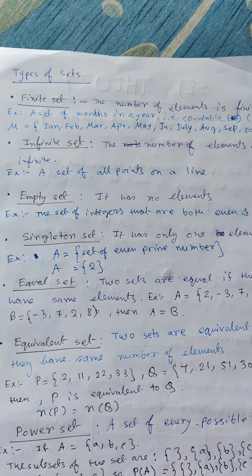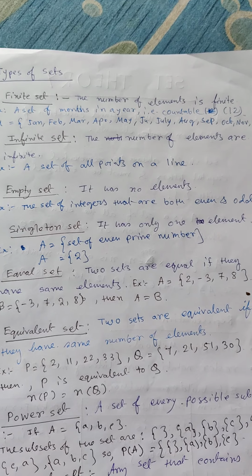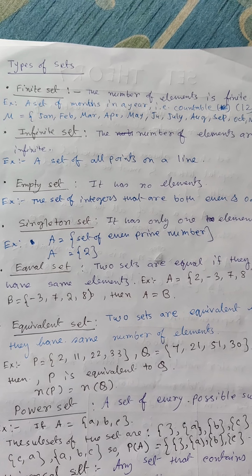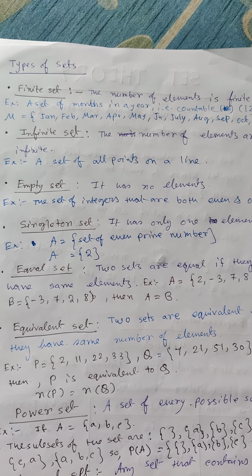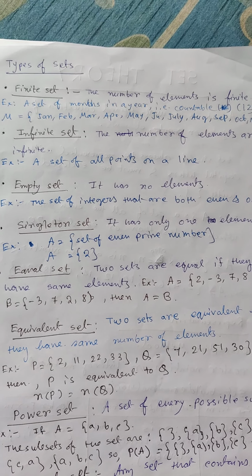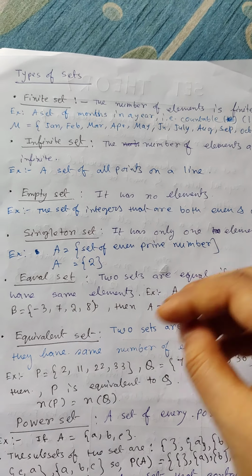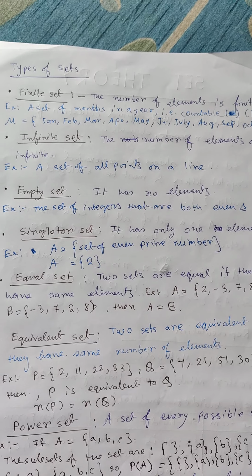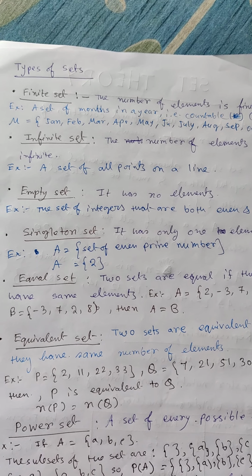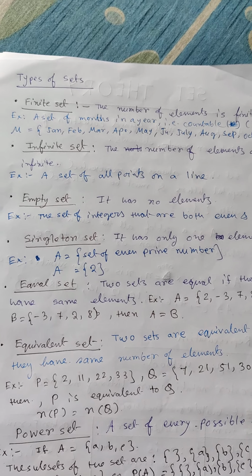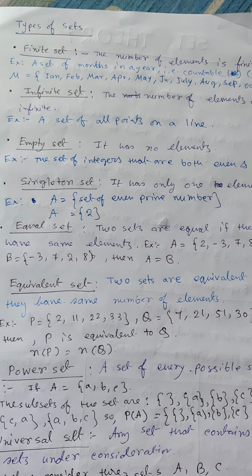Okay. Now the infinite set. The number of elements is infinite, so we couldn't count the number of elements. If we write a set of all points on a line, there can be an infinite number of points on a line. We couldn't count that. So this can form an infinite set.